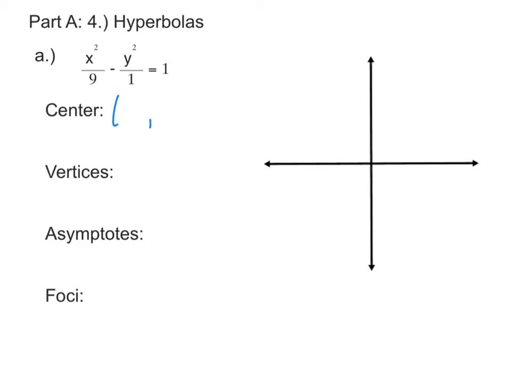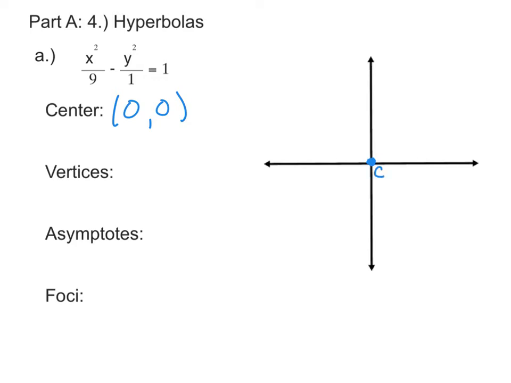Just like before, the center is going to come from the x and the y, and since nothing's being added to x and nothing's being added to y, our center is going to be at the origin, (0, 0). So I'll plot that and label it with a little c.